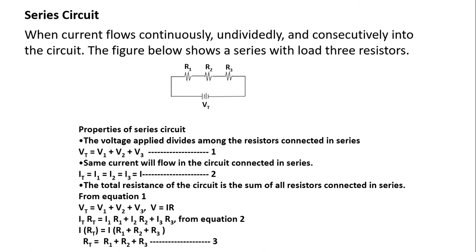To get the total resistance of the circuit, we can use equation number 1. Using equation 1, you substitute Ohm's law, that is IR, that will give us V total as I total R total, V sub 1 as I1 R1, V sub 2 as I2 R2, V sub 3 as I3 R3. But you will notice the same current throughout, represented simply as current I. So you can factor out I. By simplifying, that will give us equation number 3, that the total resistance R total is equal to R1 plus R2 plus R3.